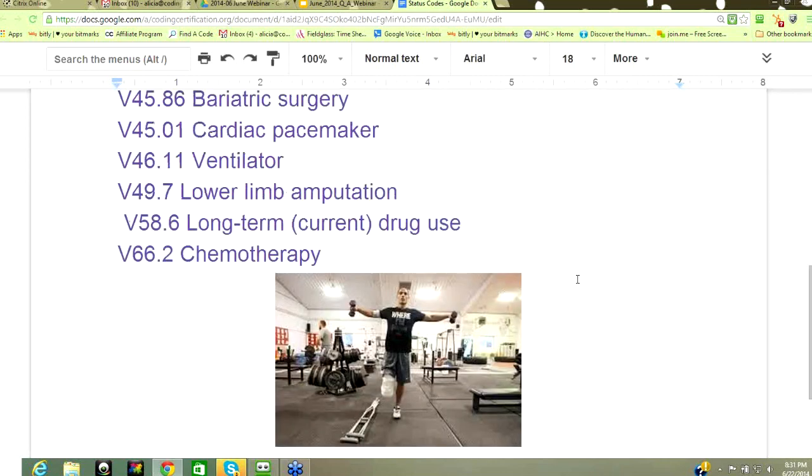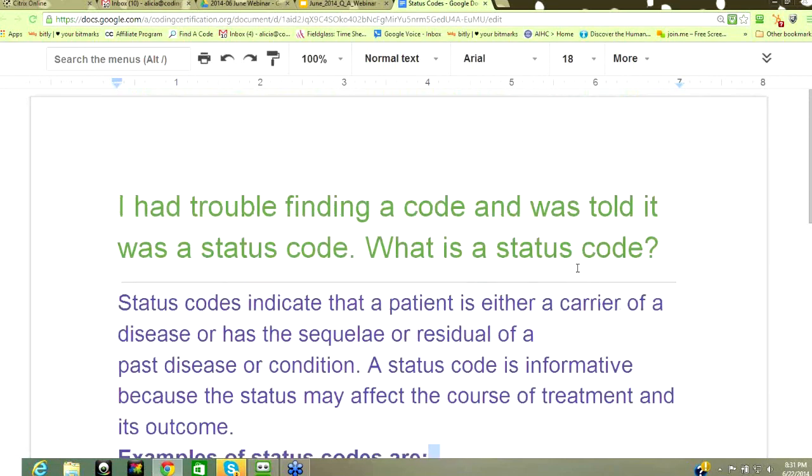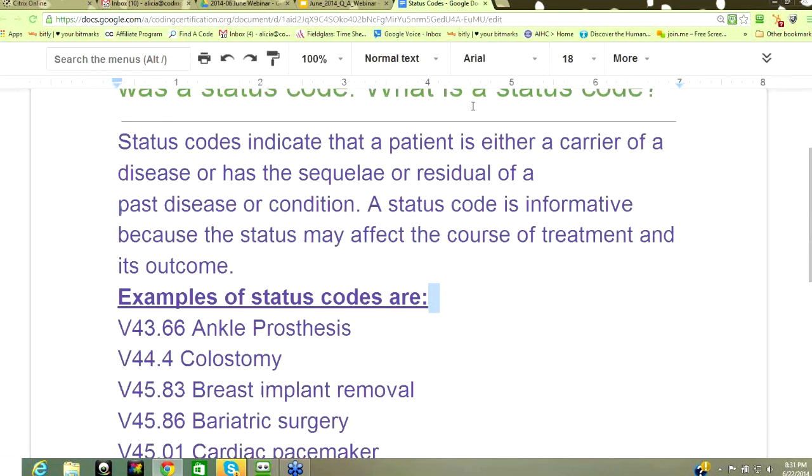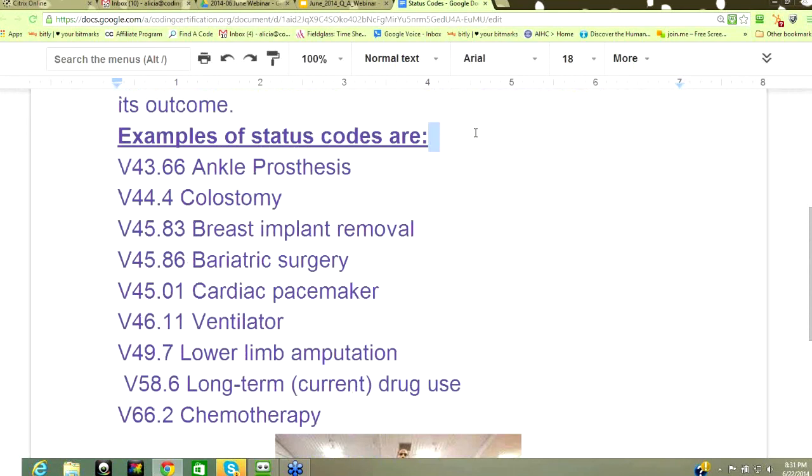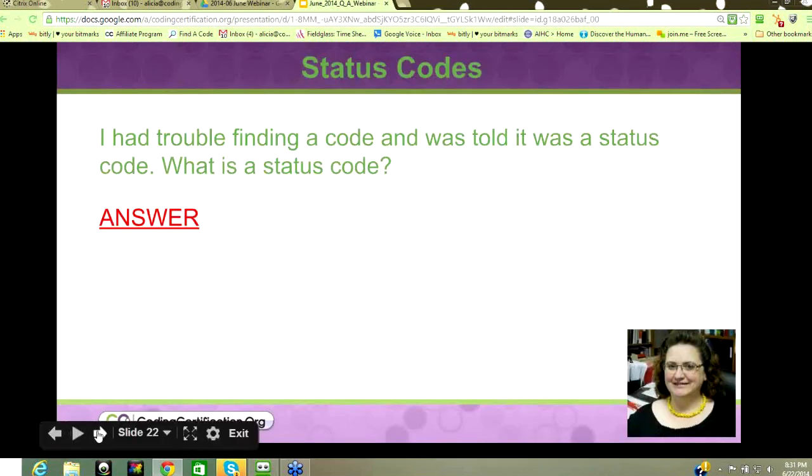The best way to make yourself aware of them, go look up status in the index of your ICD-9. Go find these V codes. They start around V42 or V43, and then just read through them, okay? Be aware that they exist. That's the best way to get through them. If you're trying to find a code and you can't, and you think, wait a minute, could this be a status code? The term to look up is status, and the doctor probably isn't going to use the word status in his documentation.